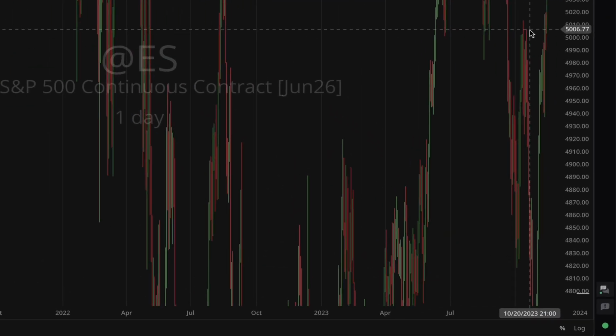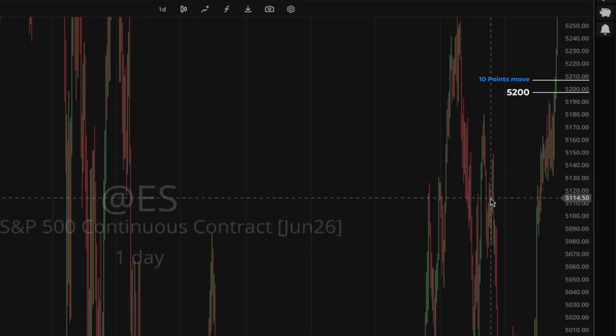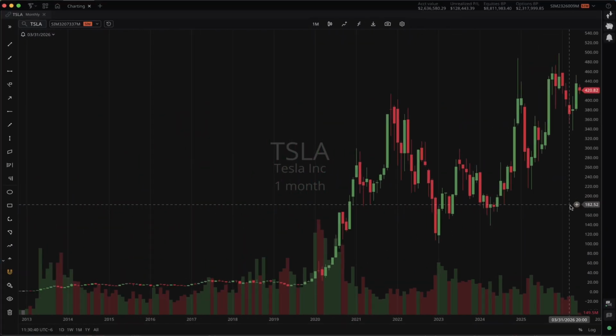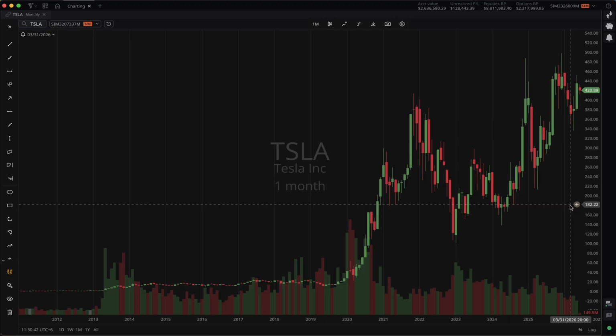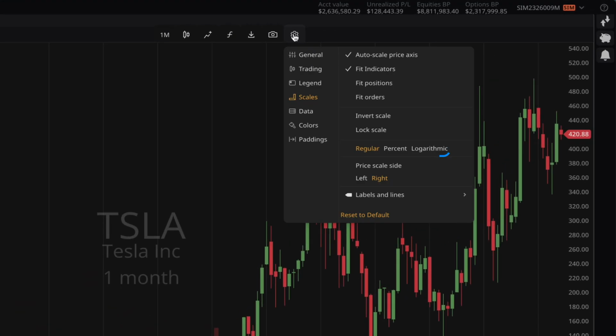A 10-point move in ES looks the same at 4,800 as it does at 5,200, which is exactly what you need when you're focused on short-term price action. Switch to a longer time horizon, and regular scale starts to distort the picture. A stock that's gone from $50 to $500 over several years, a 10-point move near the bottom represented a 20% gain, but the same 10-point move near the top is barely 2%. On a regular scale, those two moves look identical.